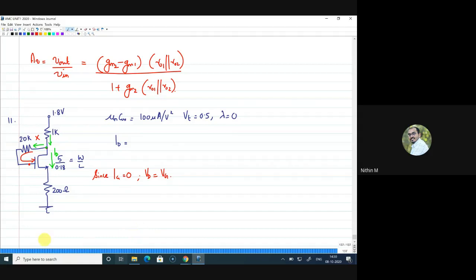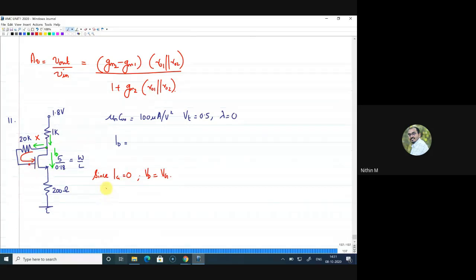Is this point clear? You may find circuits like this. This is the same as a diode-connected structure, where your drain and gate are shorted together, but in this case you have a resistance. In DC, there is no other implication: the drain voltage and gate voltage will be the same. Whether the resistance is there or not, VD will be equal to VG. So I think you can find the drain current now. How will you find the drain current? I will write an equation here now.